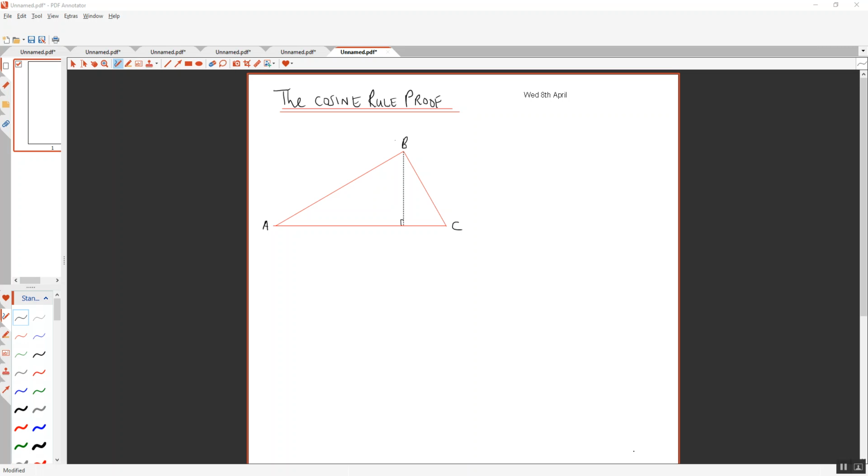I think it was on finding the angle using the cosine rule. Sorry, had a mental block there. Okay, so we're going to look at the cosine rule proof.